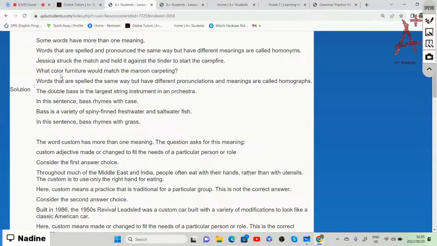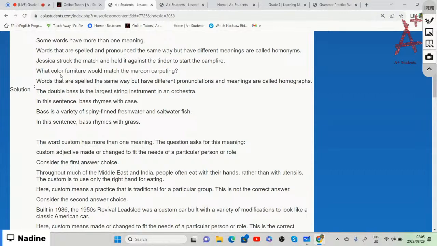So, for example, Jessica struck the match and held it against the tinder to start the campfire, right? Even if we look at specific words within that sentence, you can identify a word that is pronounced and spelled the same, but the meaning is different. We can look at match. In this case, Jessica struck the match and held it against the tinder to start the fire, which means that this is a matchstick, and the matchstick is used to make a fire. That is the word match.